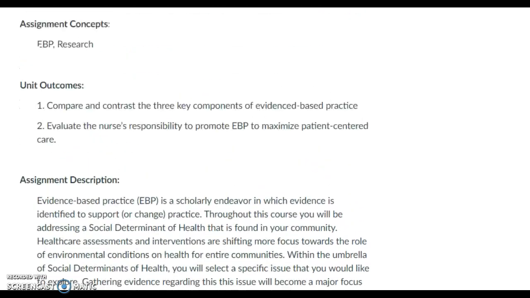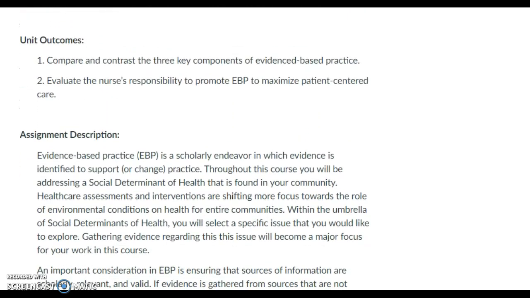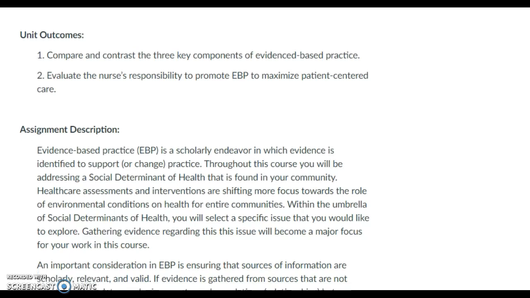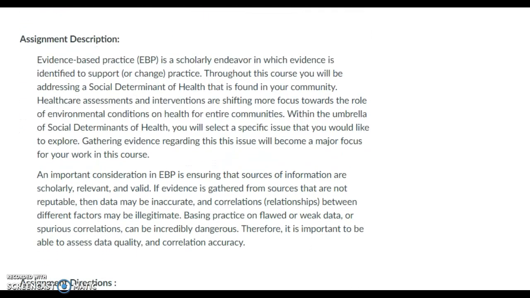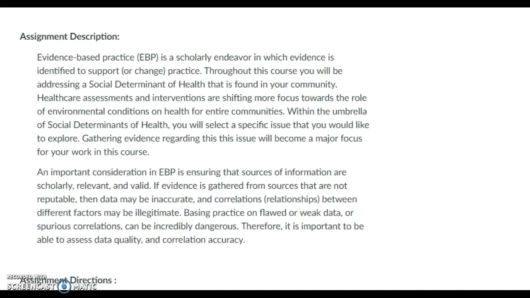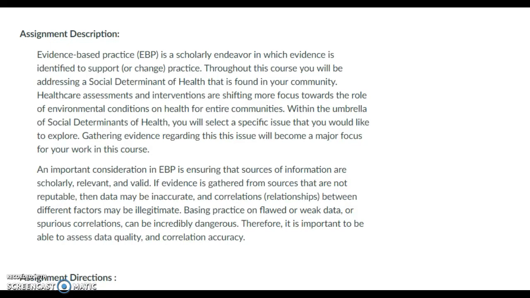So if you look down, it's always good to look at the concepts as well as the unit outcomes for any assignment. As you look down at the description, you'll see you're going to start looking at different topics involving social determinants of health. If you're unfamiliar with what a social determinant of health is, or why that would be applicable to you as a nurse, a social determinant of health gets into some of the environmental factors and social factors that determine health outcomes for individuals as well as populations.